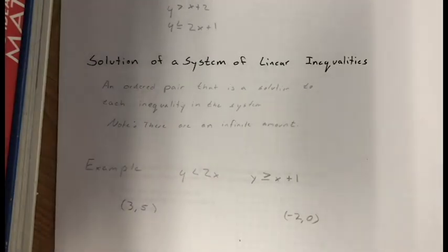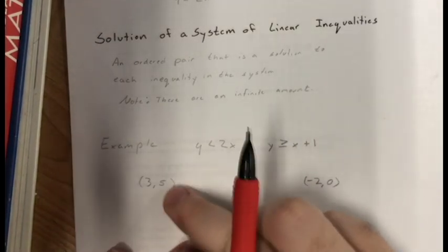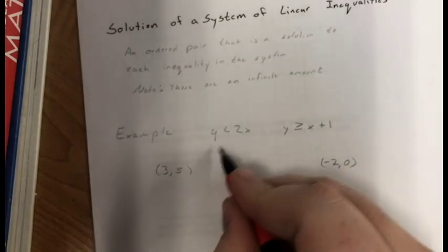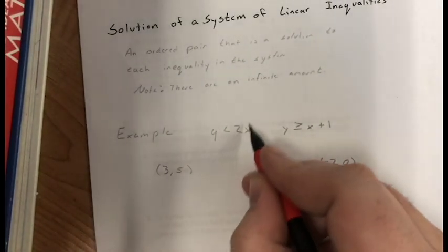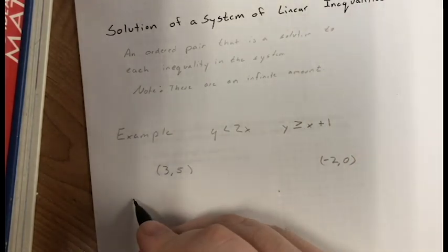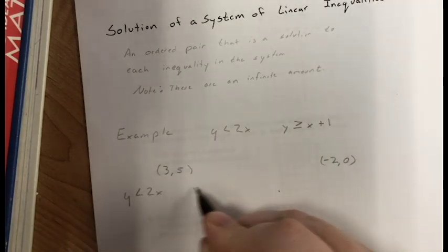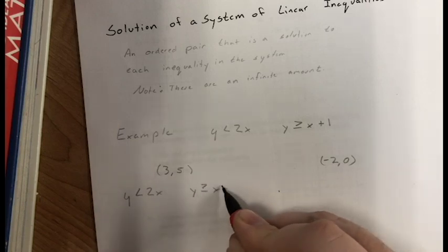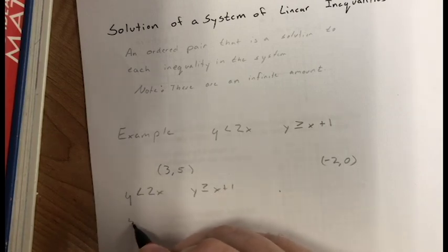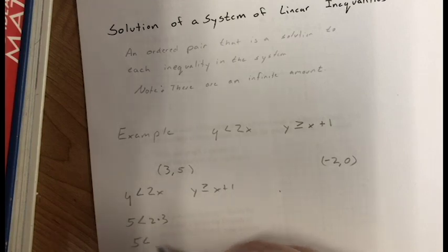Here's a small system of linear inequalities right here. We want to know, is this ordered pair a solution to this system? And the way we do it is we plug these ordered pairs into not one, but both of these to see if it's true. So I'm going to put 3 in the place of x. We're going to do some work on the side here and write these both down again. And we're going to plug numbers in. y is 5, so 5 is less than 2 times 3. y is less than 6.